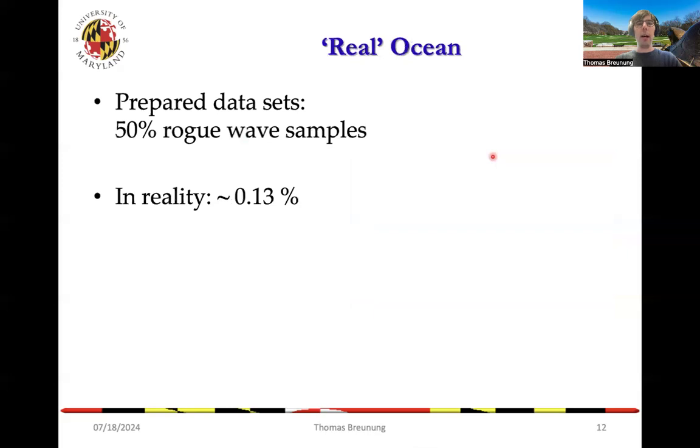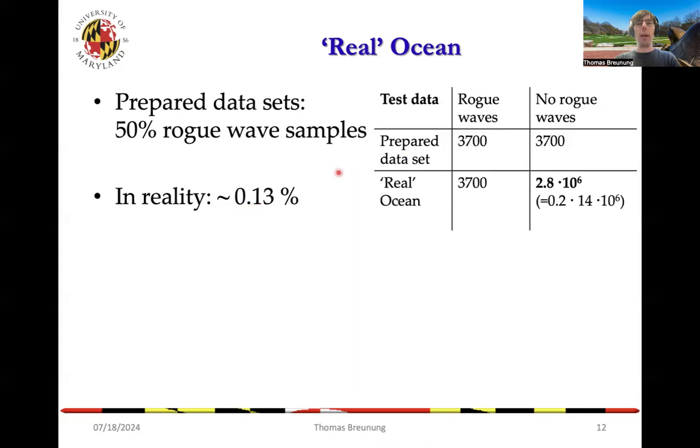Last but not least, we have considered another scenario. So far, the prepared dataset always consisted of an equal amount of rogue wave samples and non-rogue wave samples. In reality, the samples which are not followed by a rogue wave will be much more numerous than the samples followed by rogue waves. So for the dataset from the CDIP, about 0.1% of half-hour intervals contain a rogue wave.